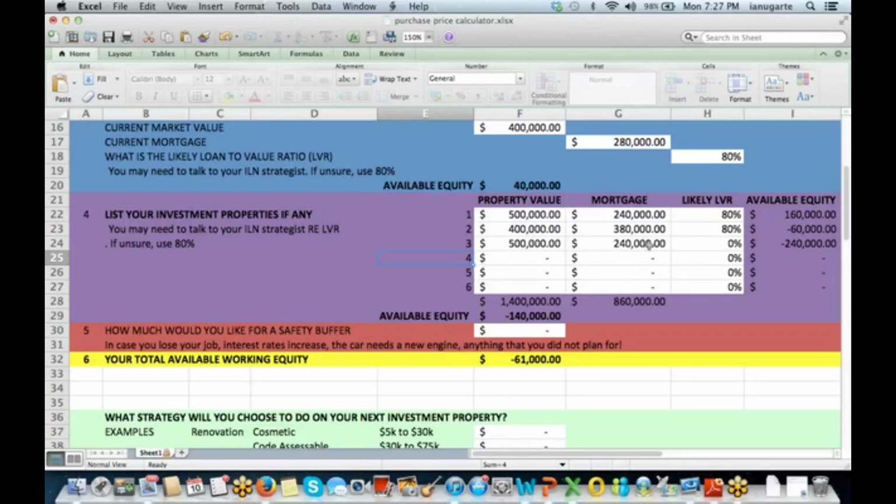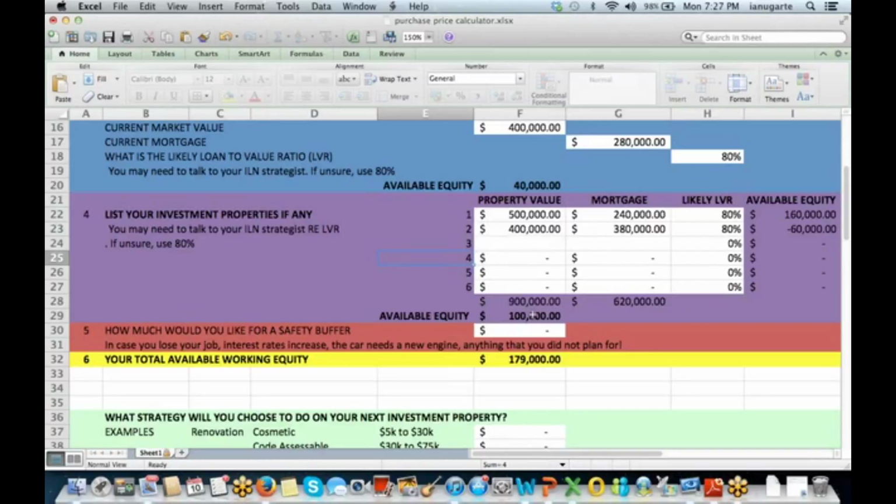With this one here, let's just say I'm going to get this one out of the way. I'm going to delete that and delete that. So at the moment, we've got 100K available equity in the 2 investment properties that I've got in here: $100,000.